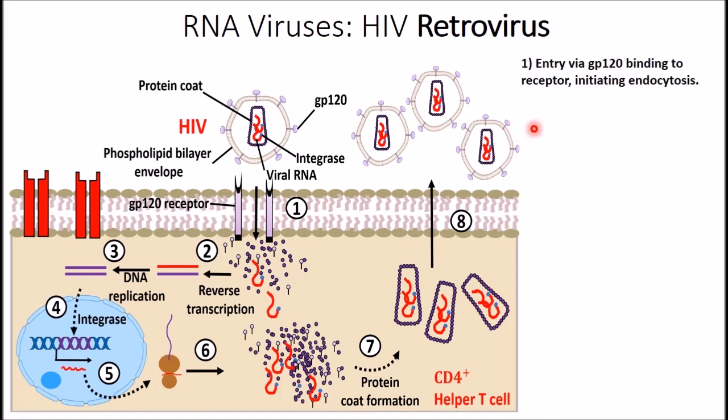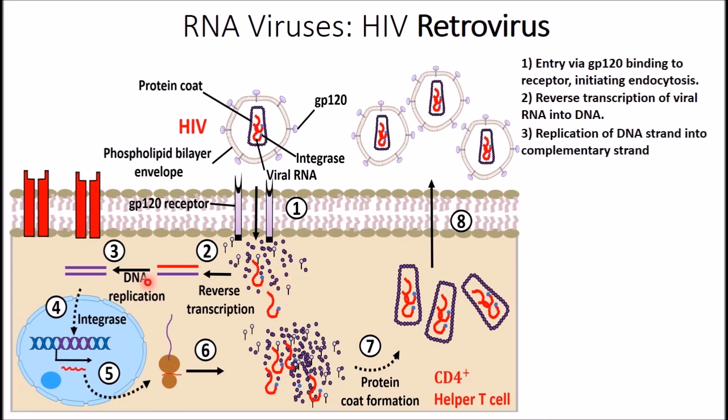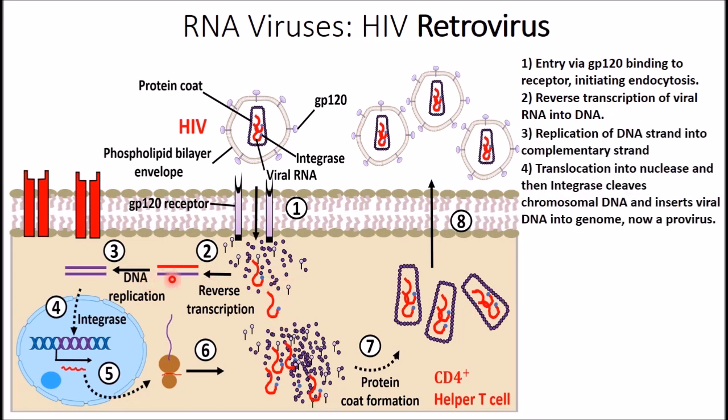It will enter the cell, particularly the CD4 plus helper T cell, via binding to the GP120 receptor. It'll initiate endocytosis, get into the cell, and uncoat, and you'll get the reverse transcription of the RNA back into DNA, and then DNA replication to get the complementary strand of that DNA. Then you'll get translocation into the nucleus via the nuclear pore complex, all right?